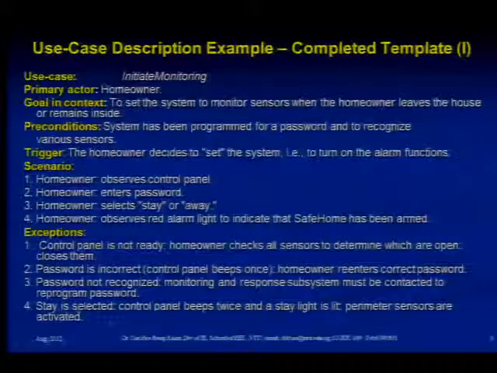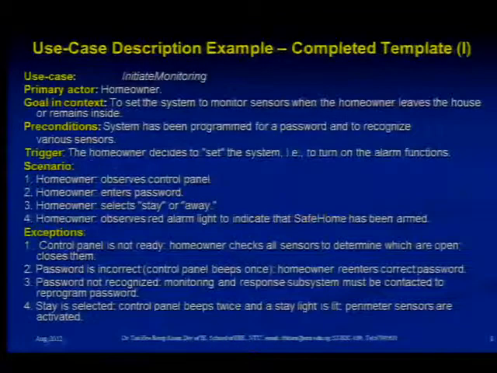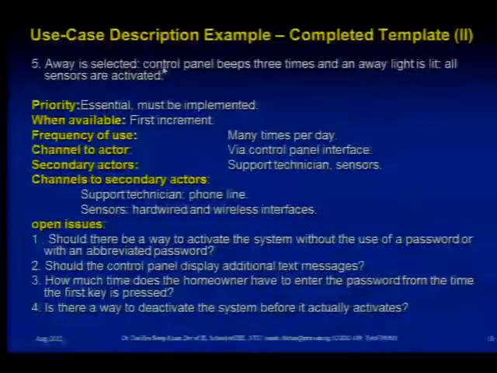And another one: the last two are options. Remember that the homeowner can choose two options, stay or away. When stay is selected, what should he do? He should make sure that the control panel beeps twice. This is the signal to indicate to the homeowner that he has set up the mode correctly as stay, and the stay light is lit, perimeter sensors activated. So he will have to observe it when he chooses. When away is selected, the control panel will beep 3 times, a different signal, and a different light will be lit. Okay, this is the way to define it. And priorities, all those are optional.